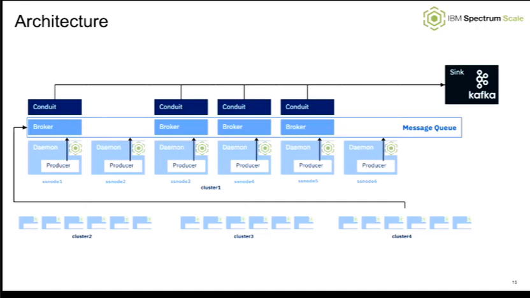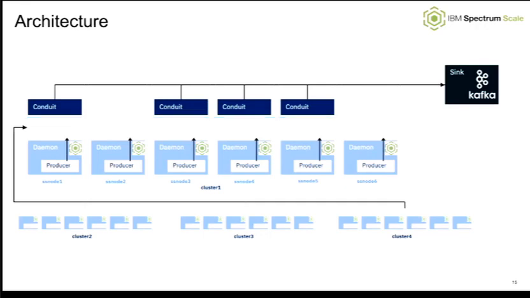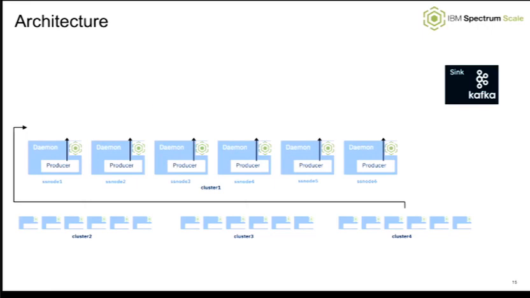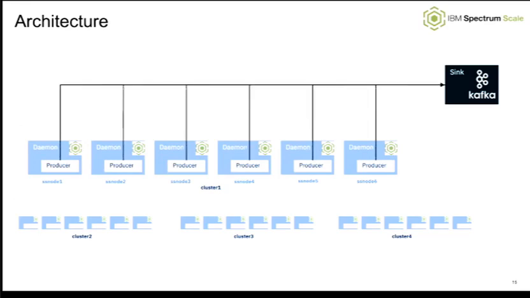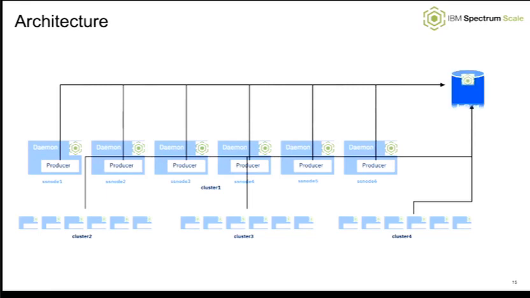So what has changed? These added components were just requiring extra resources. So in 5.10, we got rid of the message queue, we got rid of the conduits, and now all these nodes directly communicate to the external sink. And for audit log, it just becomes the audit log.